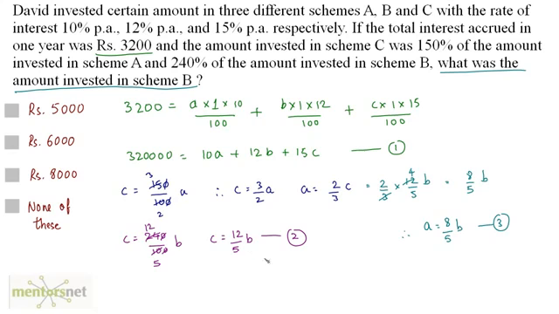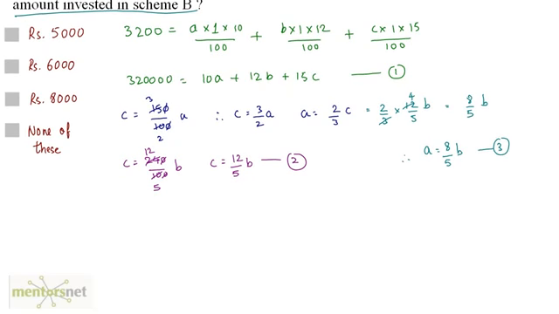So if you put the values of C and A in equation 1, that means if you put equation 2 and 3 in equation 1, you'll get the value of B, right? So I have 3,20,000 is equal to 10 times A, that means 10 times 8 by 5 B, plus 12B, plus 15 times 12 by 5 B, right? So 12 by 5 B. So 5 times 2 is 10. Here 5 times 3 is 15. Right?